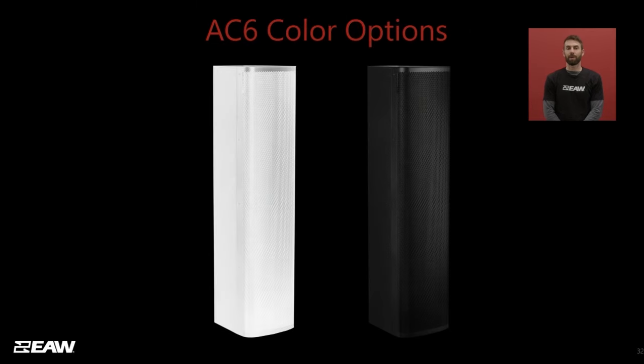AC6 was designed with cosmetics in mind. Currently, it's available in black and white on top of its clean-looking industrial design. Custom colors will be an option in the future as specified project to project. Though not available now, we can assist with instructions on how to paint the cabinets if a custom color is needed for a design. Flexibility in color allows AC6 to integrate its powerful sound into any room with a minimal visual impact.